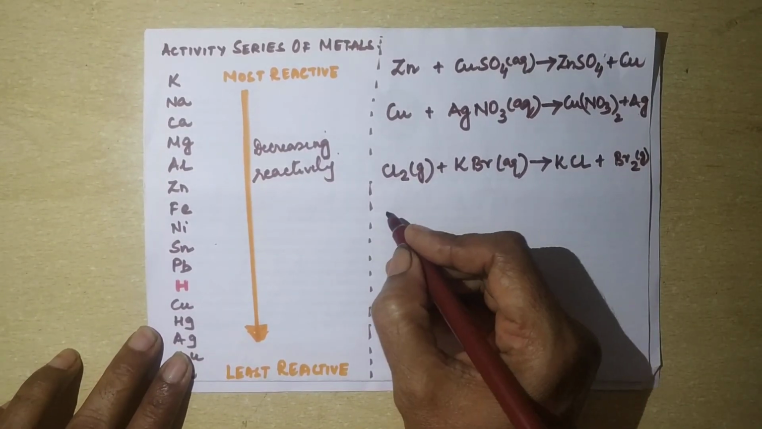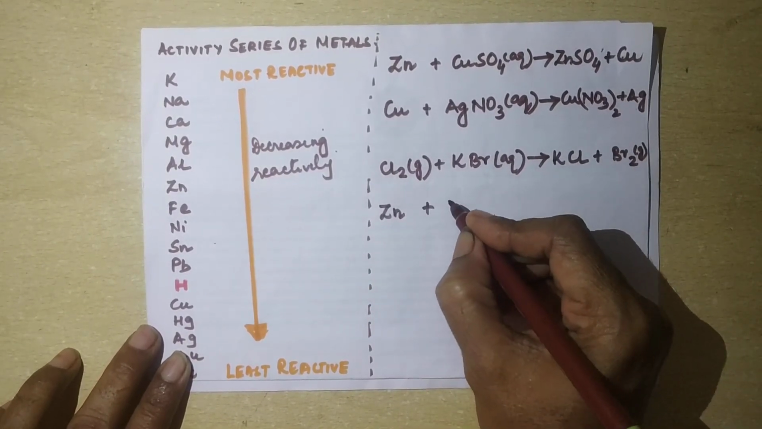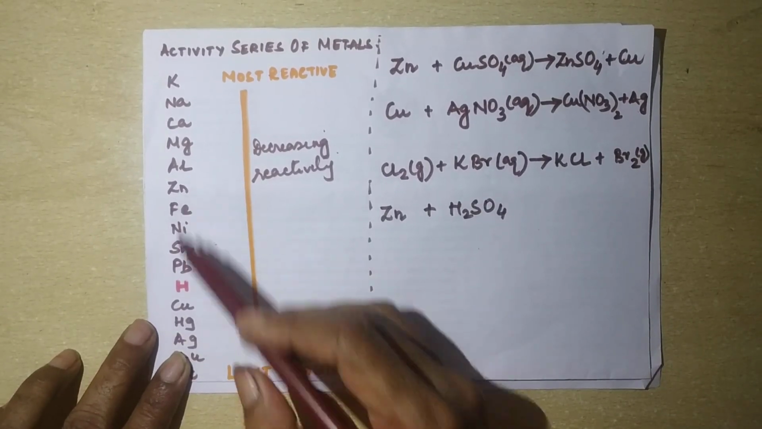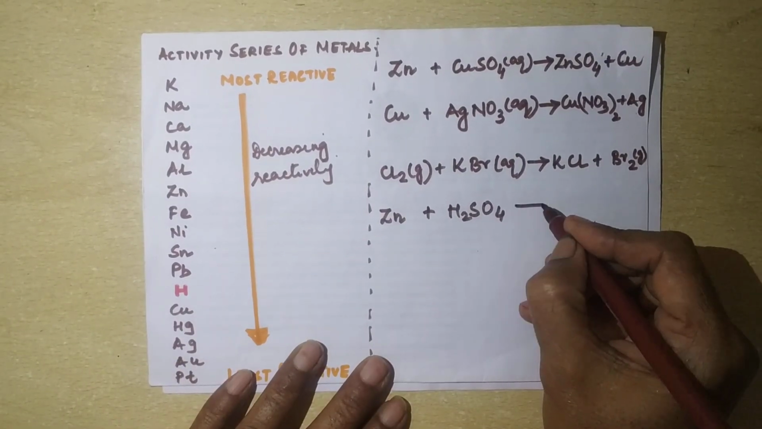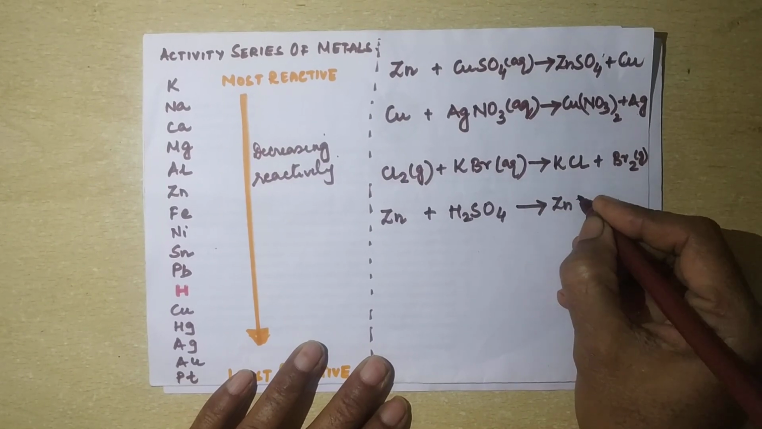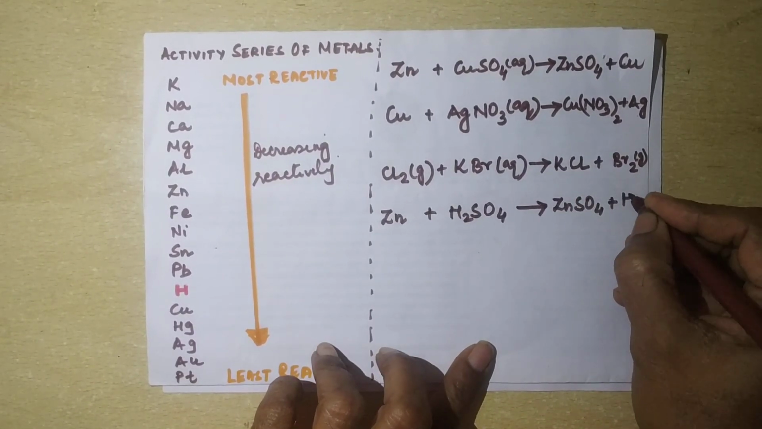Some more examples. For example, zinc, when you add to dilute sulfuric acid, we can see that zinc is more reactive than hydrogen. So what happens is hydrogen gas will be liberated. So you will get zinc sulfate plus hydrogen.